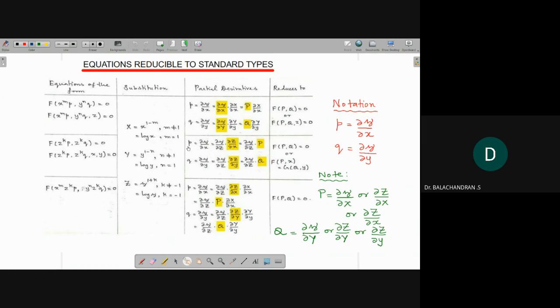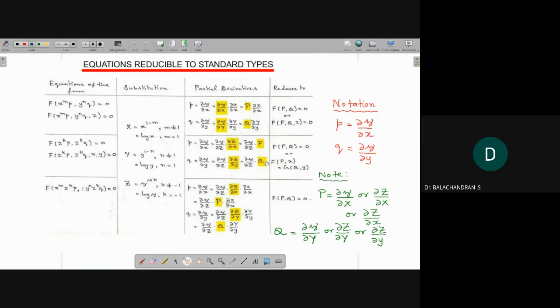Next I will come to this P. So this P is dou Z by dou X. Here I first divide by capital Z and multiply by capital Z. This dou capital Z by dou X is P. I keep this one as it is. And then small q is equal to dou Z by dou Y, and divide and multiply by Z. And this is nothing but Q.